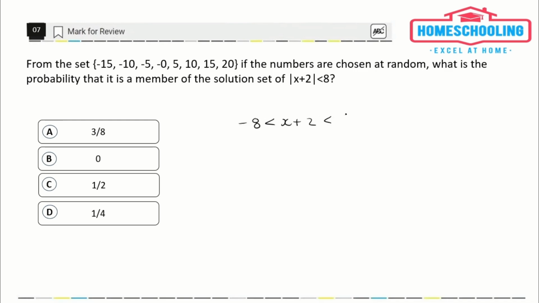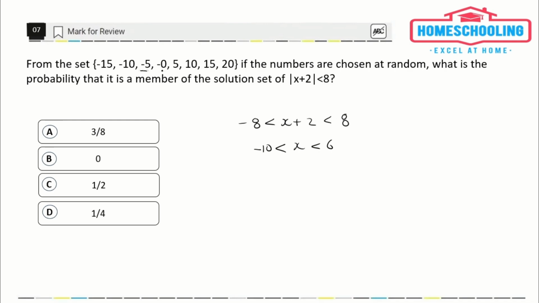greater than -8 and less than 8. So if you take mod on that side, then mod 8 would be plus or minus 8. So x plus 2 would be greater than -8 and less than +8. We have read how to solve these mods and inequalities while studying linear equations. So from this, if we take 2 on that side, that would be -2. So 8 minus 2 would be 6. And if you take 2 on that side, -8 minus 2, so -10 is there. So x can be greater than -10 and less than 6.